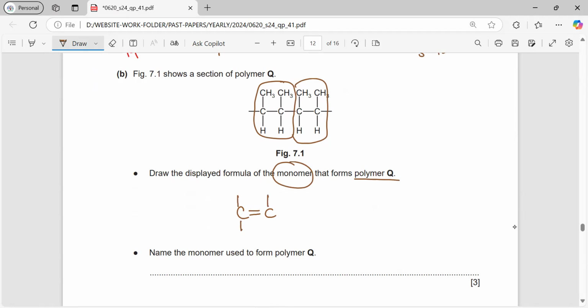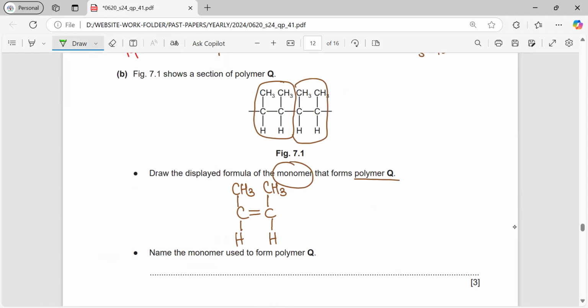When you see a carbon chain, it means it's an addition polymer. So everything will remain the same. Like on the top, there is CH3, and at the bottom, the hydrogens are attached. Hydrogen atoms are attached with 2 carbons. And in the middle, there will be a double bond. So that's the monomer.